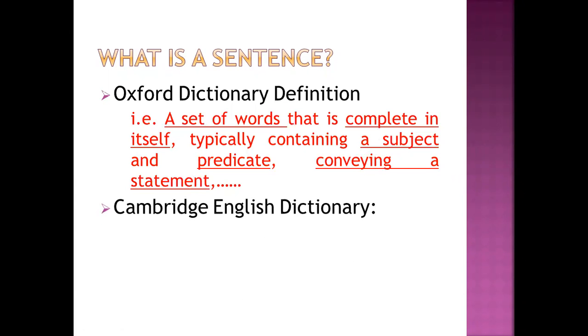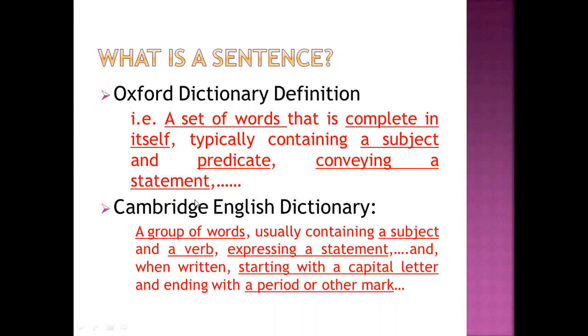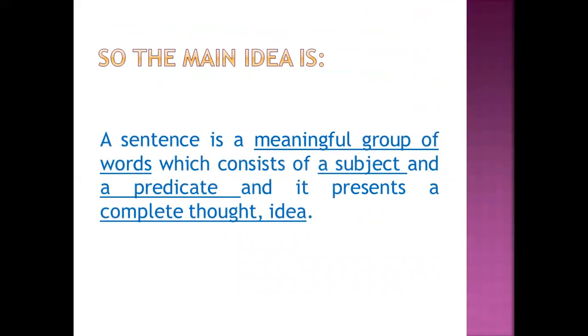Now, according to the Cambridge English Dictionary, a sentence is a group of words, usually containing a subject and a verb, expressing a statement, and when written, starting with a capital letter and ending with a period or other mark. So the additional information as far as writing a sentence is concerned, we can see in the Cambridge English Dictionary definition. If we sum up the main idea of all these definitions, a sentence is a meaningful group of words which consists of a subject and a predicate, and it presents a complete thought or idea.